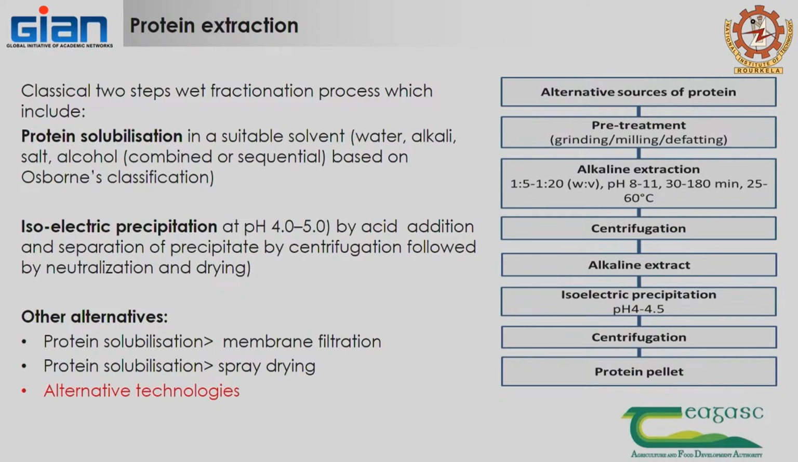Whatever the source of the protein, you do pre-treatment, grinding, milling or defatting, removing lipids, alkaline extraction, and centrifugation, and you get the alkali extract. Here, instead of centrifugation, you can have a membrane to remove the alkali-insoluble residue. Then use a conventional method of isoelectric separation or precipitation. You centrifuge it, and again you can use a membrane here to get your protein pellet.